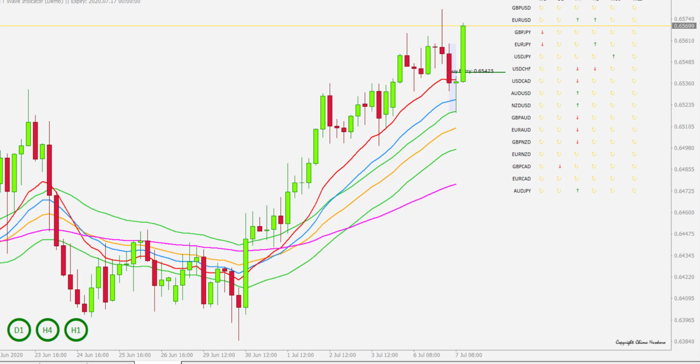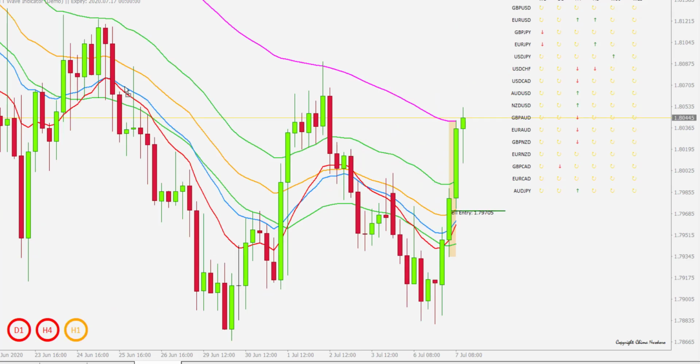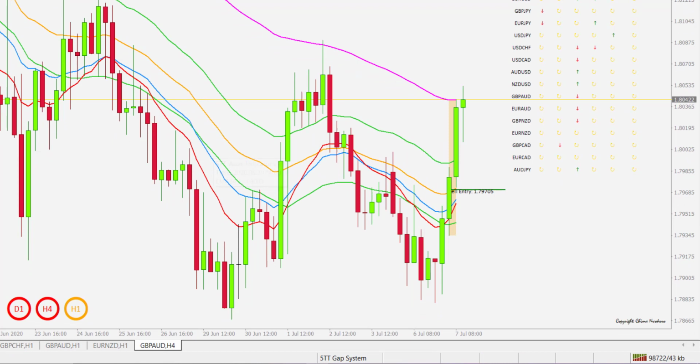GBP AUD. What's that like? So that's meant to be a down trade, but it's not filled in yet, so not in the trade.